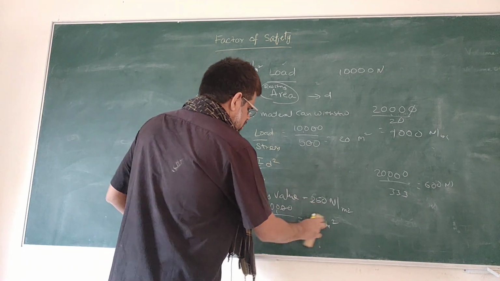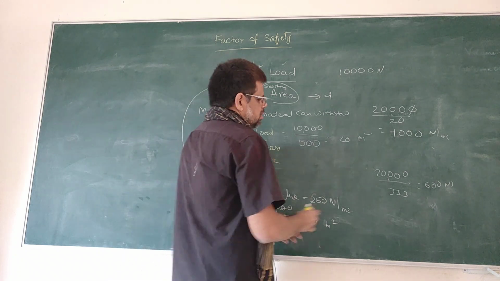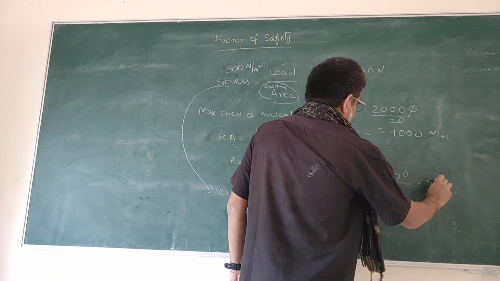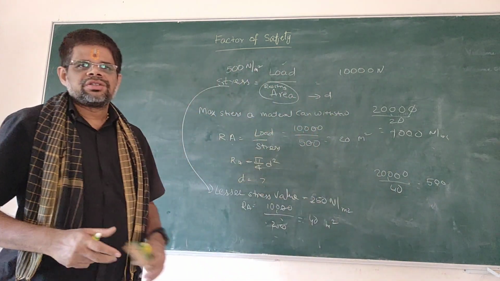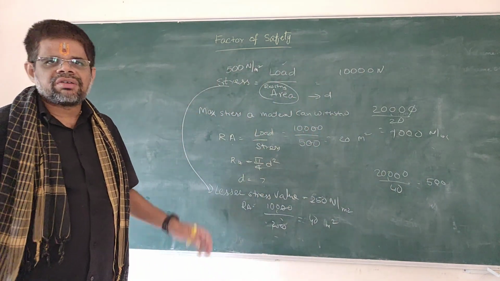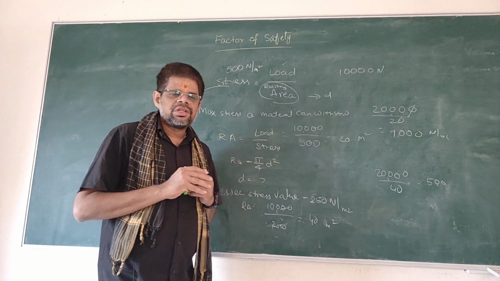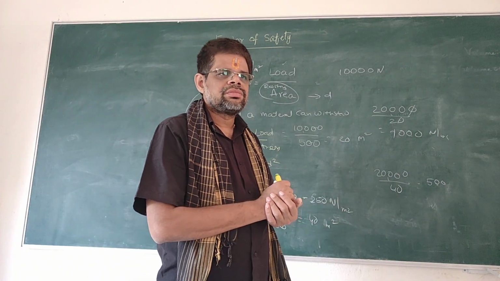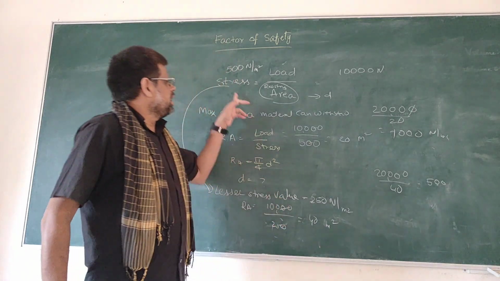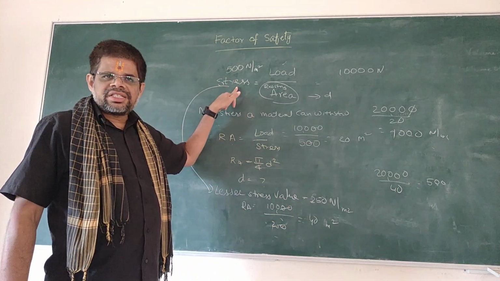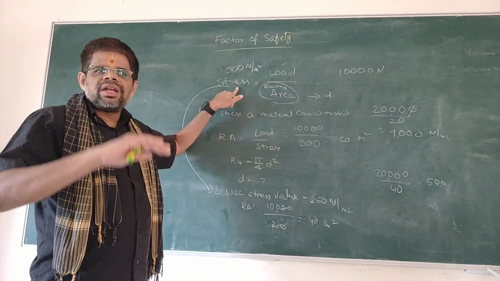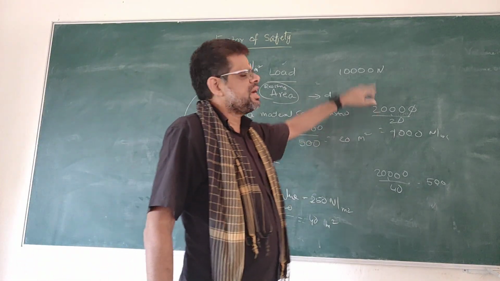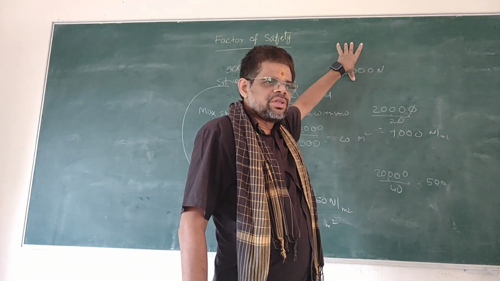Now the area will be 40. Now substitute here: 20,000 by 40, exactly 500. Now the stress is exactly 500. Now our material is safe. So from this, what can you conclude? Here, instead of taking the maximum stress, if you choose a lower value, the resisting area will be more, so that it can withstand higher loads.